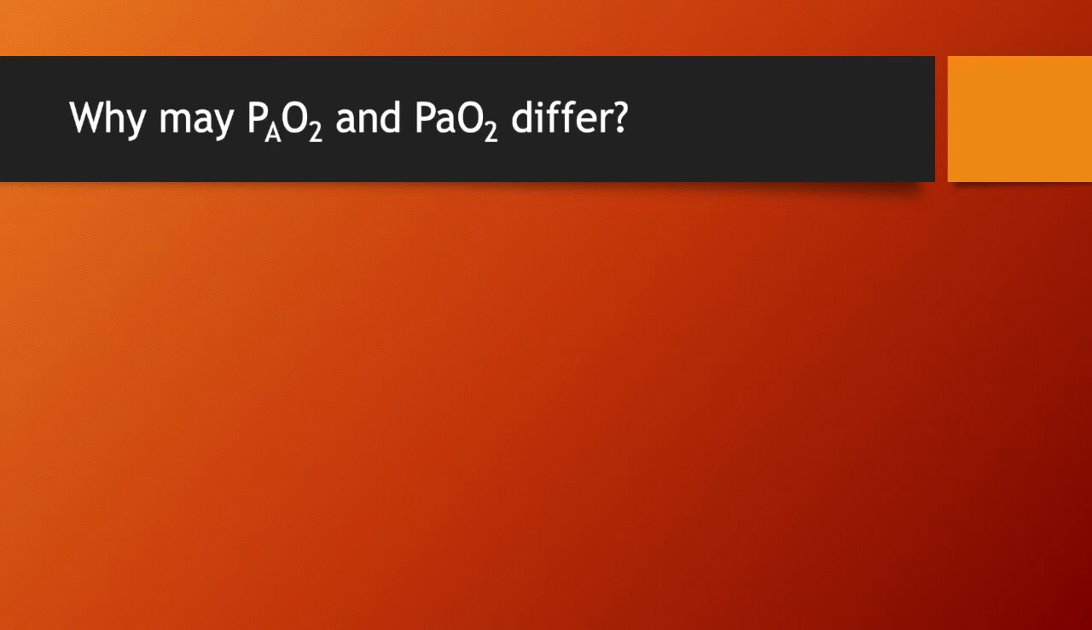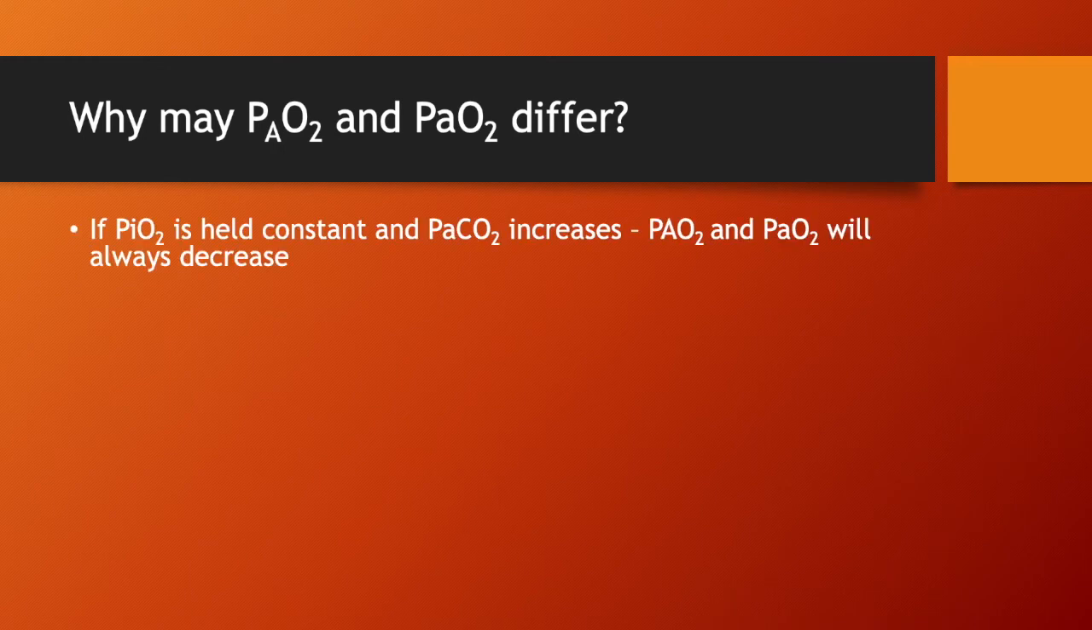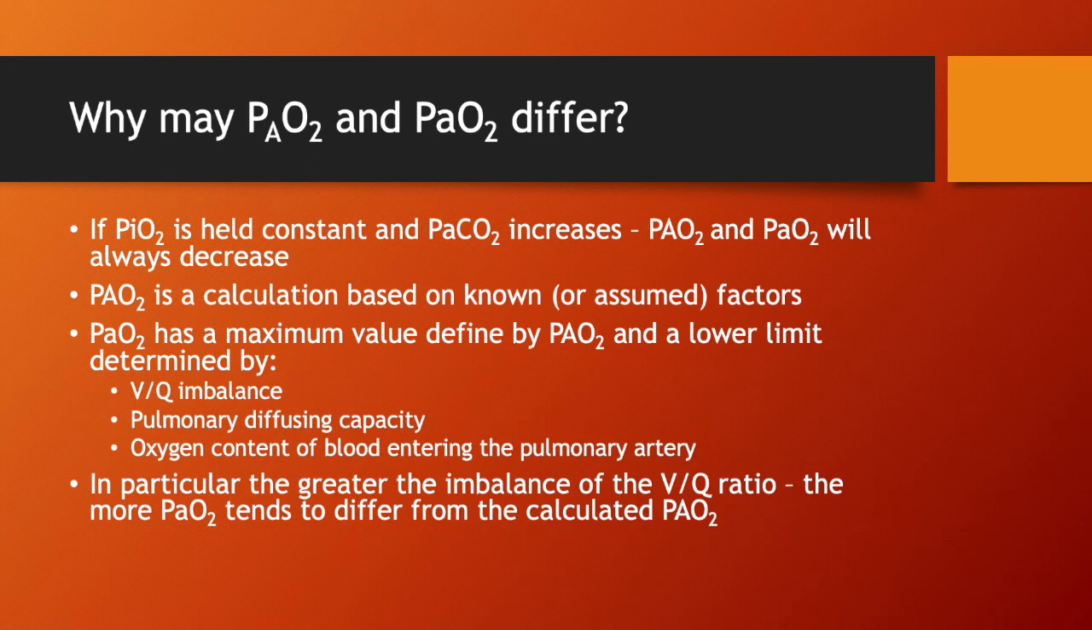Why may the alveolar partial pressure of oxygen differ from the arterial partial pressure of oxygen? If the inspired partial pressure is held constant and the arterial CO2 increases, the alveolar pressure of oxygen and arterial pressure of oxygen will always decrease. The alveolar pressure of oxygen is a calculation based on known or assumed factors. However, the arterial partial pressure of oxygen has a maximum value defined by the alveolar pressure of oxygen and a lower limit determined by the following: VQ imbalance, pulmonary diffusing capacity, and the oxygen content of blood entering the pulmonary artery. In particular, the greater the imbalance of the VQ ratio, the more the arterial pressure of oxygen tends to differ from the calculated alveolar pressure of oxygen.